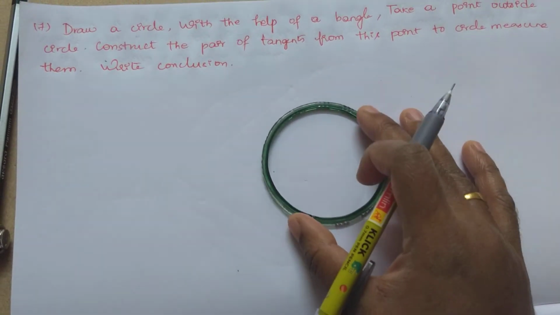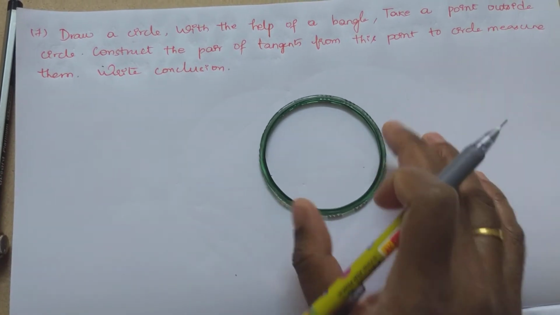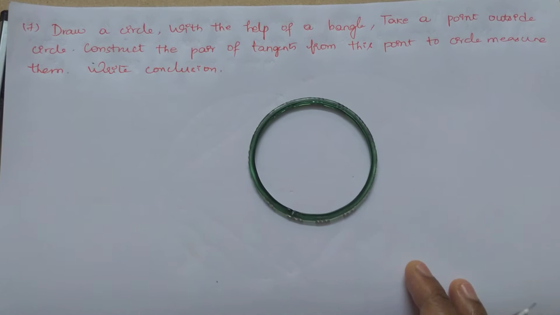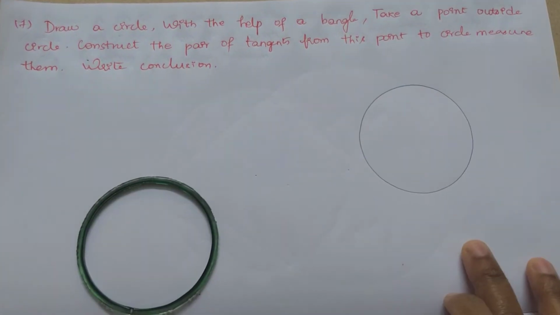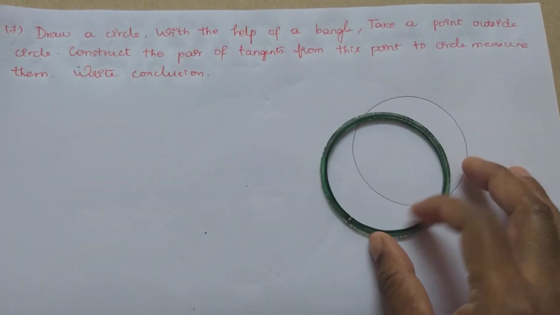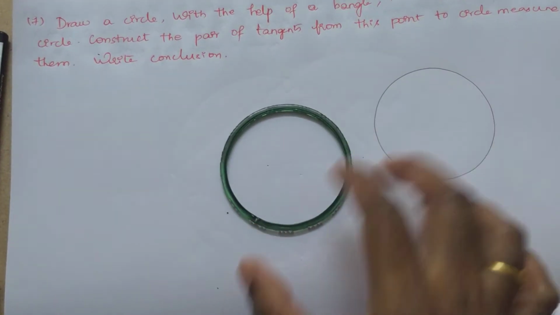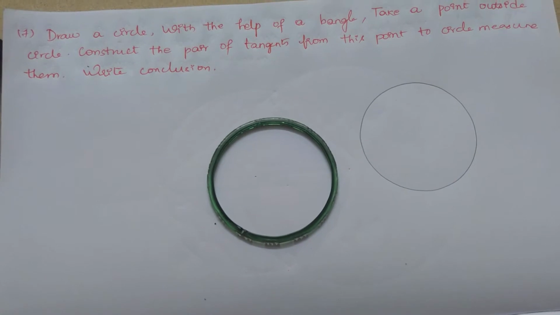They asked us to draw a circle with the help of a bangle. So now I am drawing the circle with this bangle. So let's draw this. Yes, see here, I have just drawn the circle with the help of this bangle. Okay.